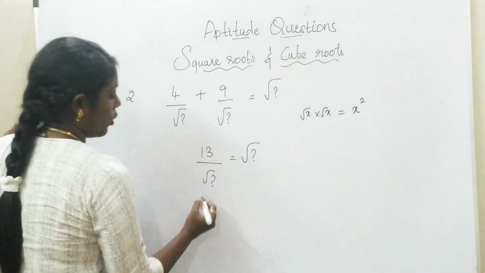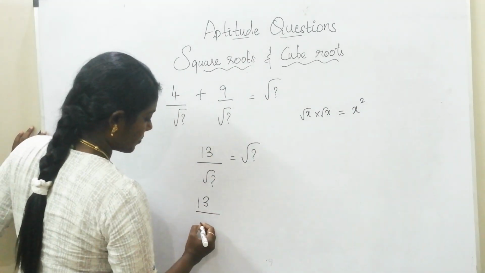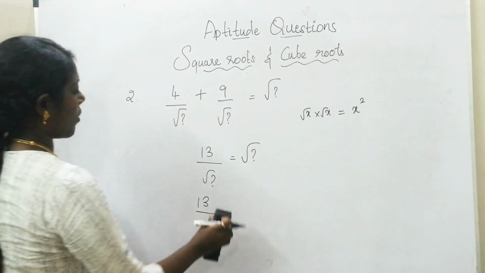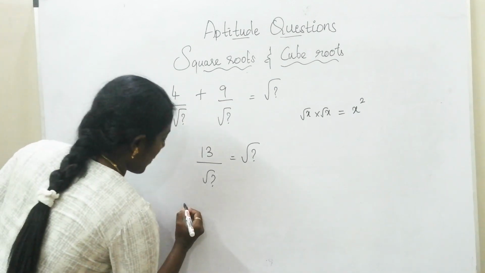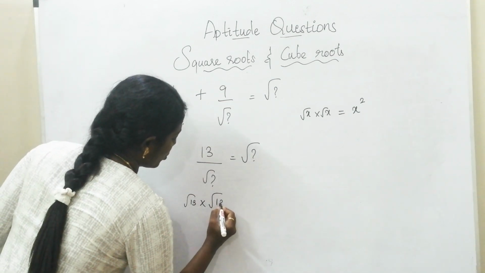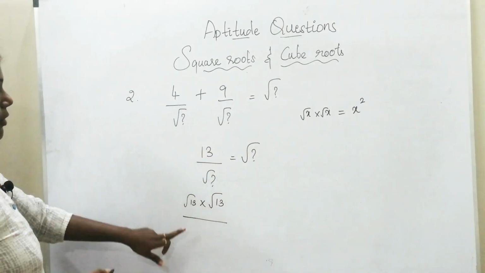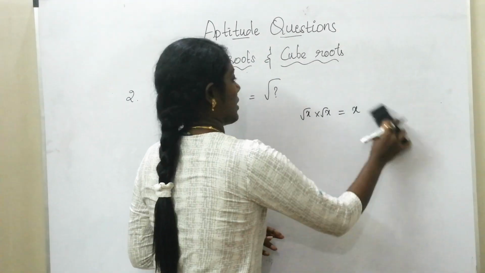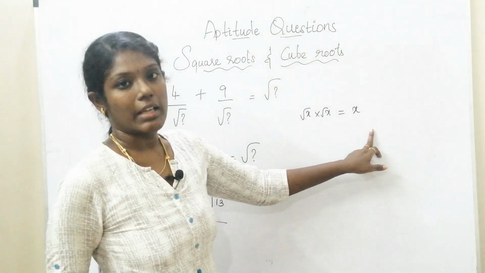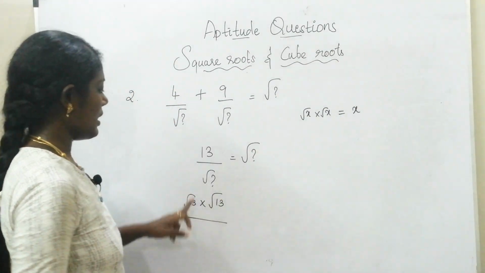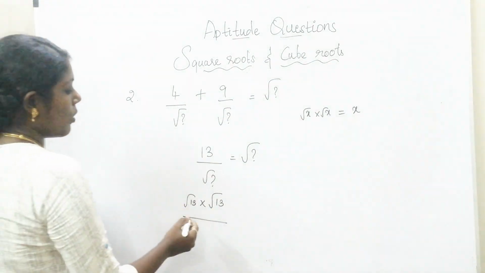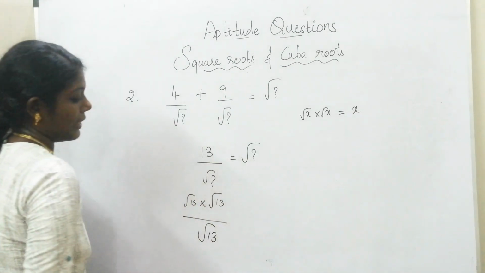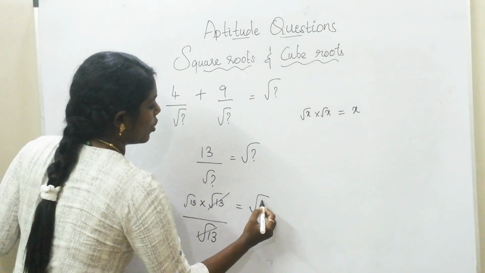So now I am going to write 13 as root 13, or I can also write 13 in the form root 13 into root 13. I am writing this 13 in the form root 13 into root 13 because, I'm sorry, I've just made a mistake here. Root x into root x is nothing but x. It is not x square, it is x. So 13, I can write it as root 13 into root 13. Now I am going to divide one number, so the answer is also the same. Suppose I divide it by root 13, my answer is also root 13.